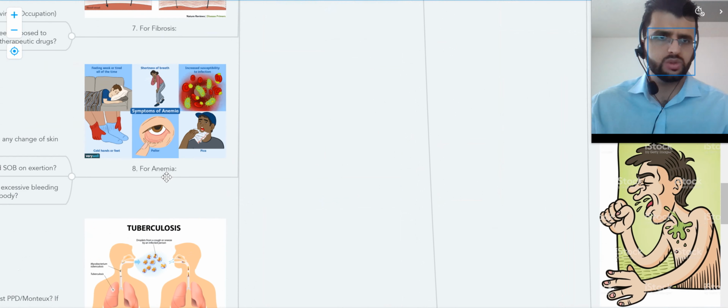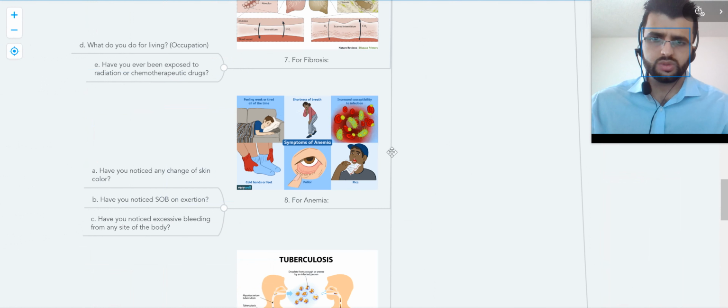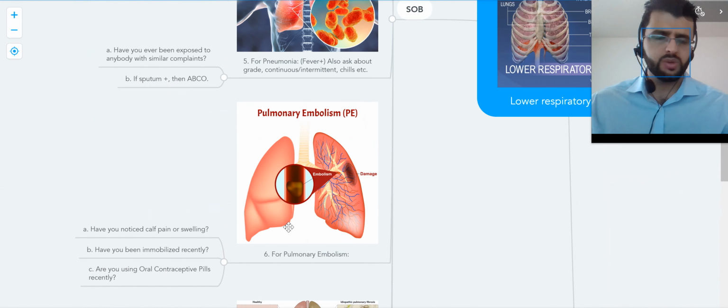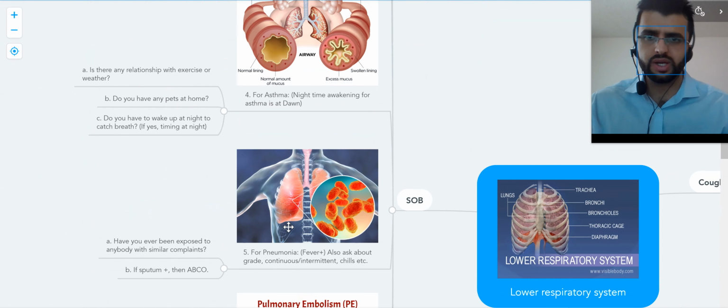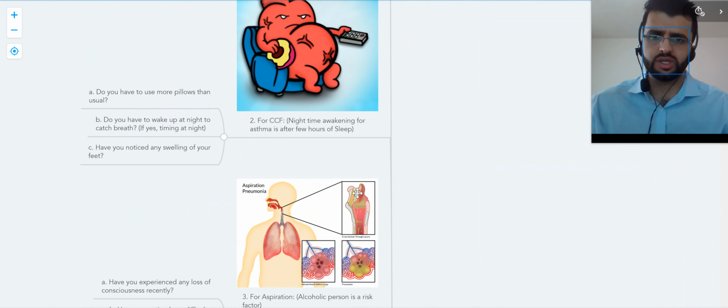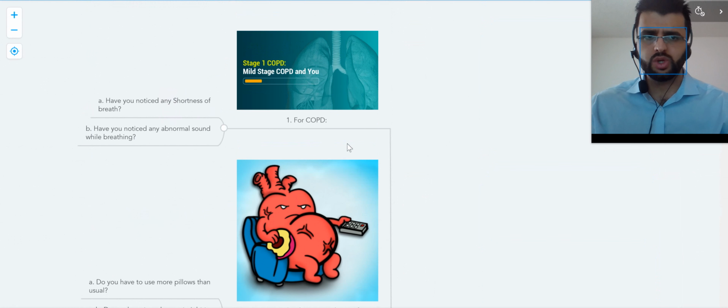Like for TB, we do TB test, like sputum stain. Anemia, we check CBC, CMP will tell us that. Pulmonary embolism, we do D-dimer. If there's high risk, we do CT angio. Pneumonia, chest x-ray. Asthma, pulmonary function test. Chest x-ray will tell us that too. COPD, pulmonary function test.